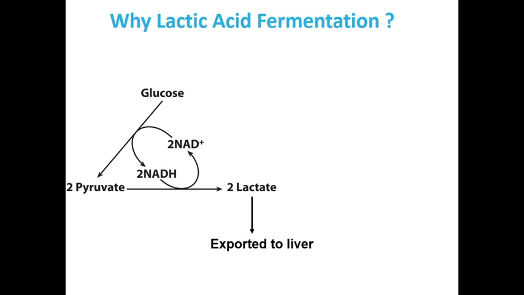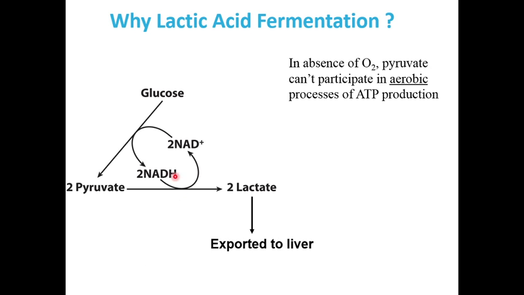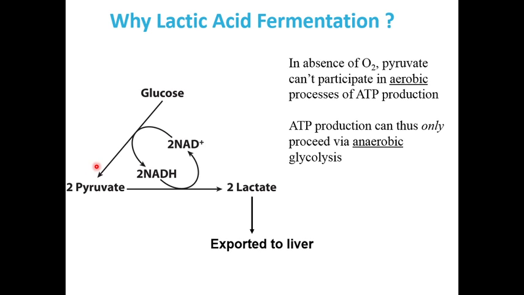Let us ask this question one more time. Why lactic acid fermentation? In the absence of oxygen, pyruvate cannot participate in the aerobic process of ATP production. What do I mean by aerobic process? Again, pyruvate enters the TCA cycle and gets converted to carbon dioxide. That involves aerobic oxidation of pyruvate to carbon dioxide. When that option is not available, ATP production can only proceed via glycolysis, and in this case, anaerobic glycolysis.